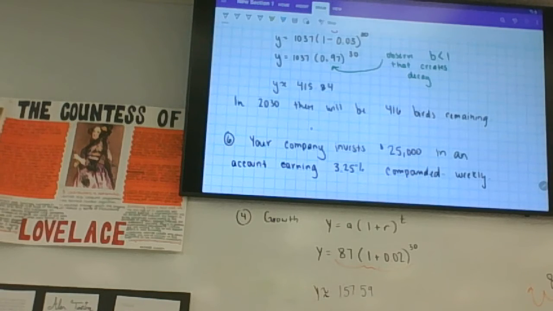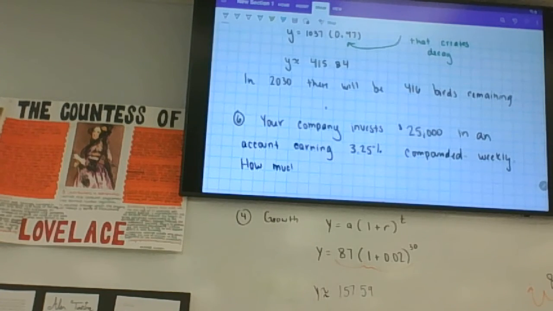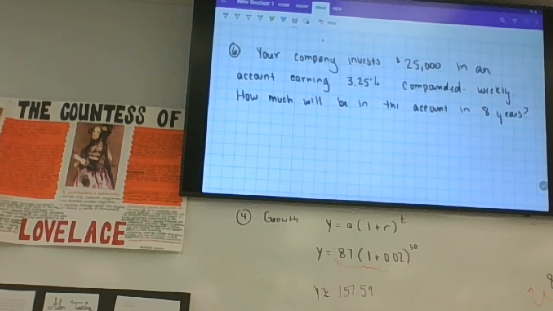Your company invests $25,000 in an account, earning 3.25% interest compounded weekly. How much will be in the account in 8 years? $25,000, 3.25% interest compounded weekly. So the model I had you write down looks like that. That's how we do it.